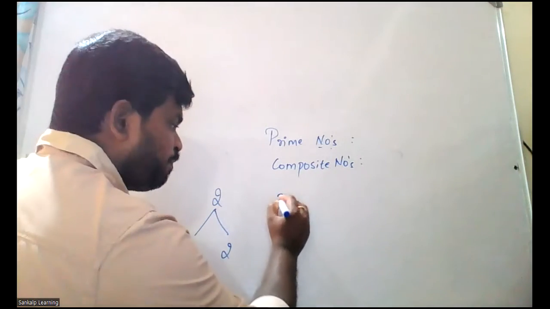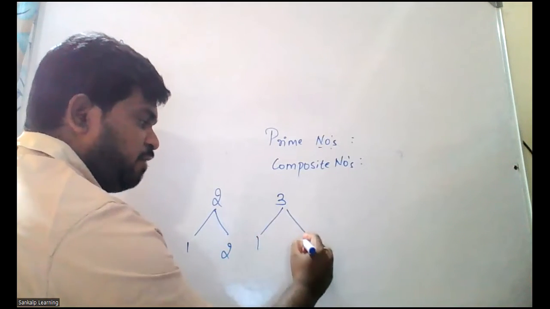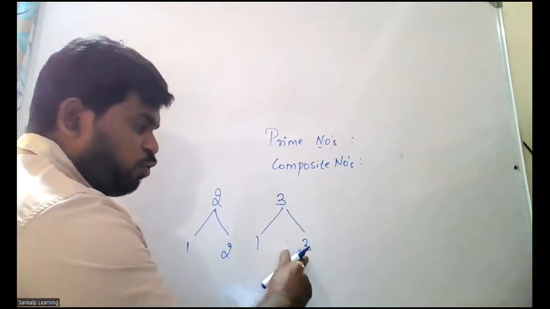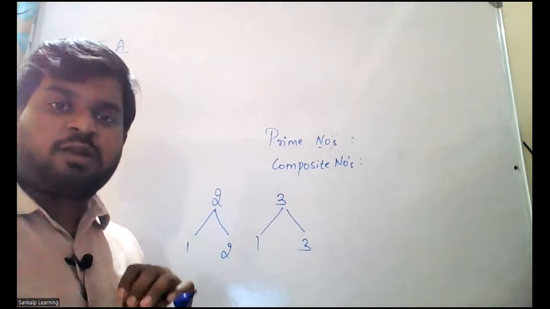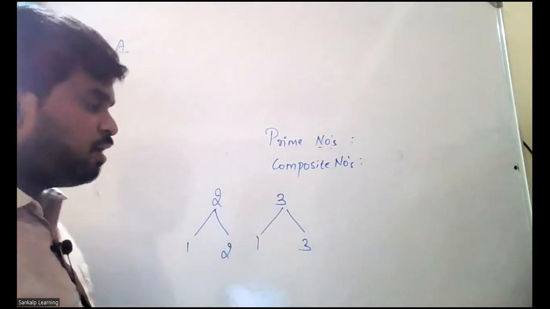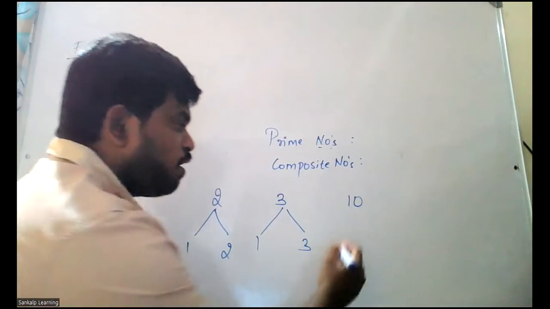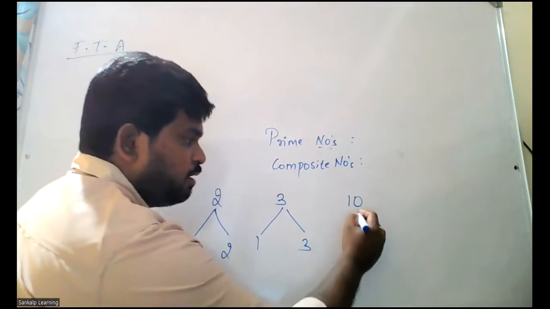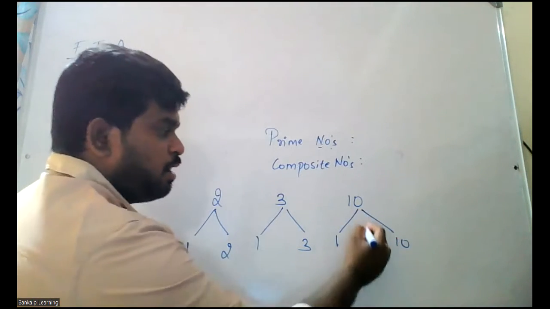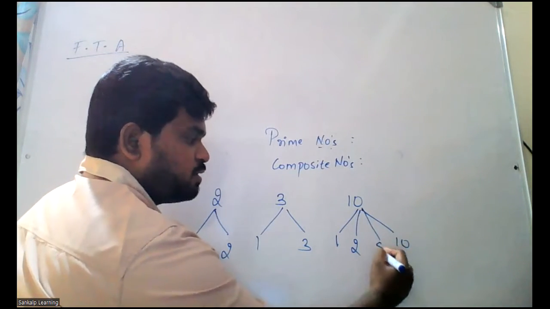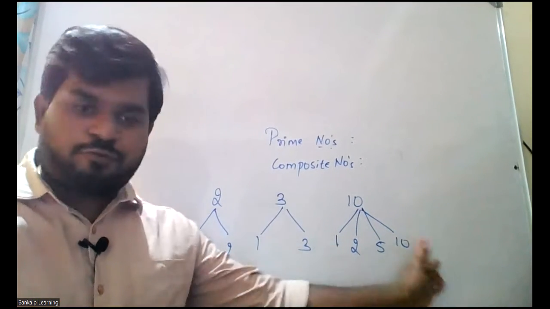If I take 3, which are the numbers that will divide 3? It will be 1 and 3 itself. There are only two factors, 1 and itself. There are no other numbers which divide 3. But if I take 10, which are the numbers that divide 10? 10 is divisible by 1, by 10, by 2, and by 5. It has more than two factors, isn't it? It has four factors.